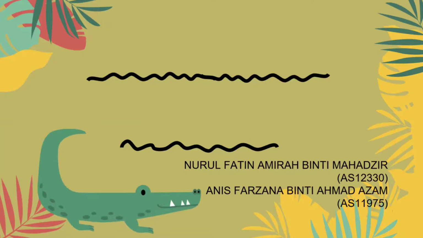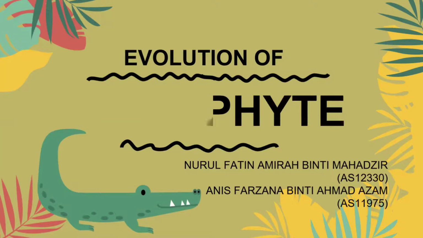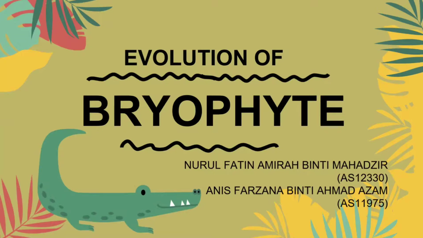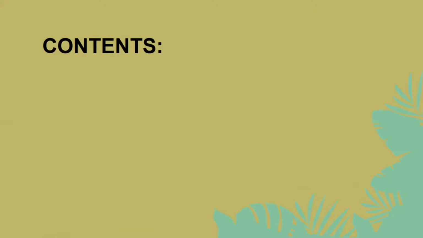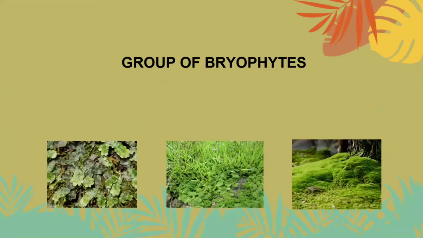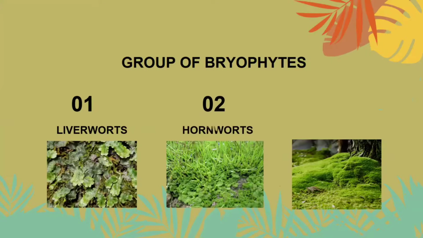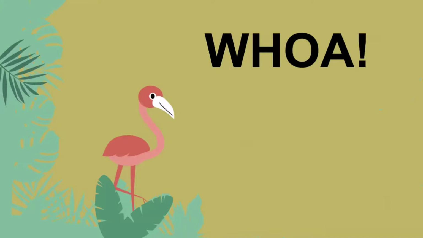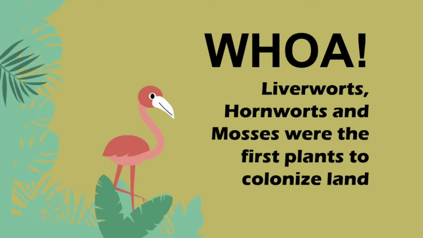So today, we're going to learn about the evolution of Bryophytes. Do you know that Bryophytes are divided into three groups, which are Liverworts, Hornworts, and also Mosses? Wow! Do you know that Liverworts, Hornworts, and Mosses were the first plants to colonize land? Let's check it out.